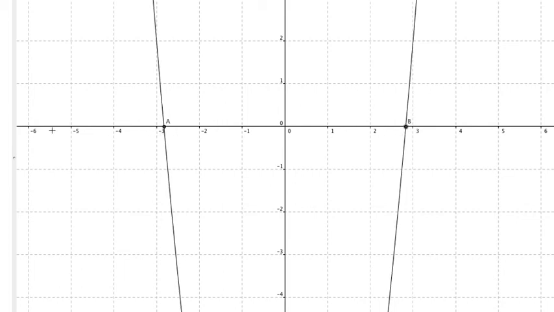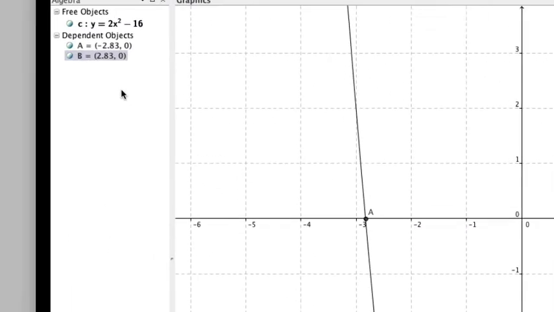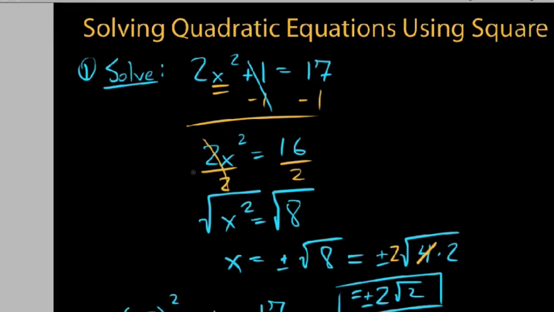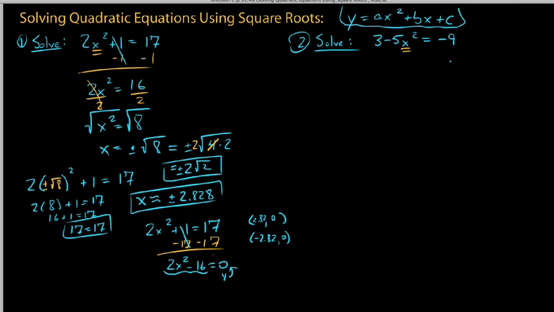Here and here. Because when y is equal to 0, we're on the x-axis because these are the points, x values for which our graph had a height of 0. And you'll notice up here on the left, we say negative 2.83-ish and 2.83-ish. But when you're solving a quadratic equation, what you really are finding are the x-intercepts. So these are the x-intercepts here, this plus or minus 2.828 when you solve this equation.